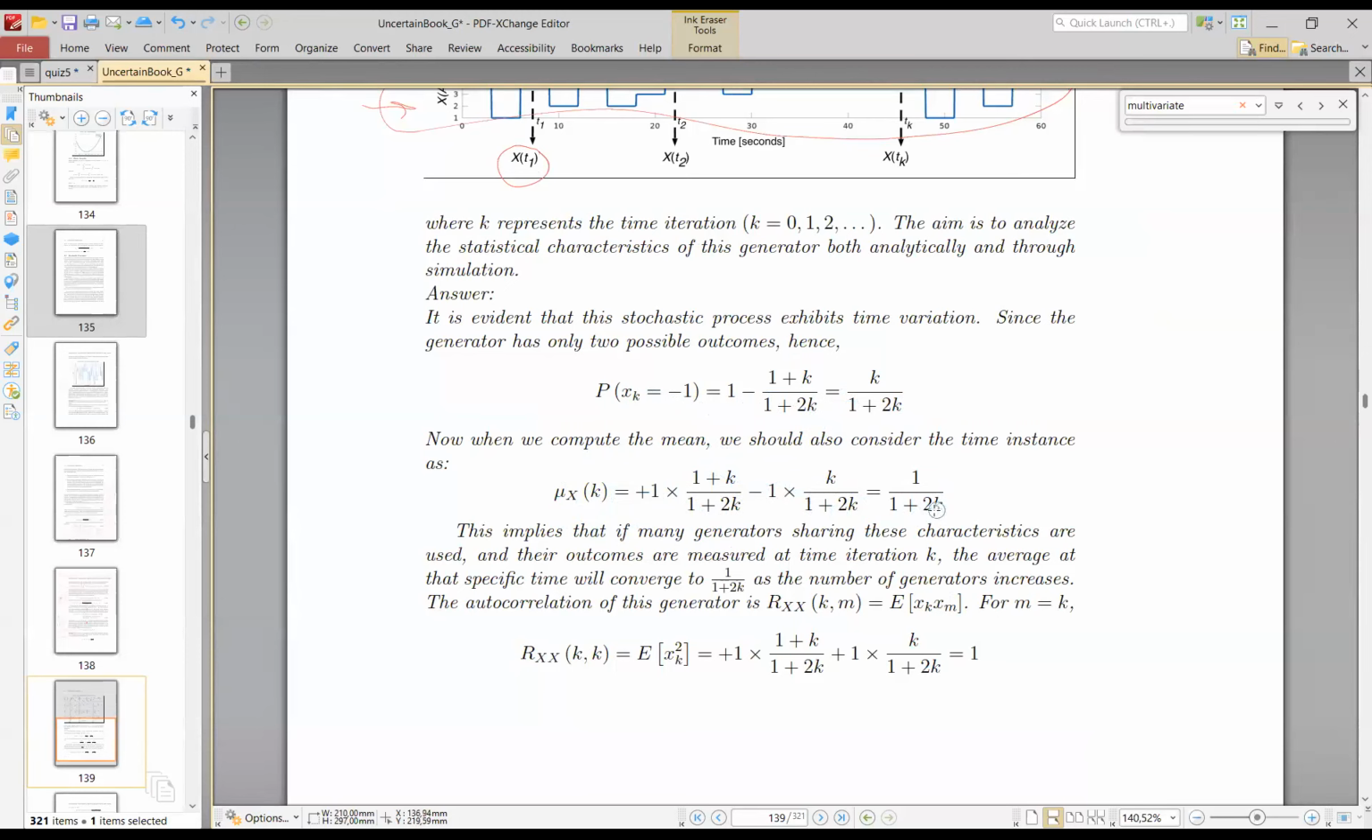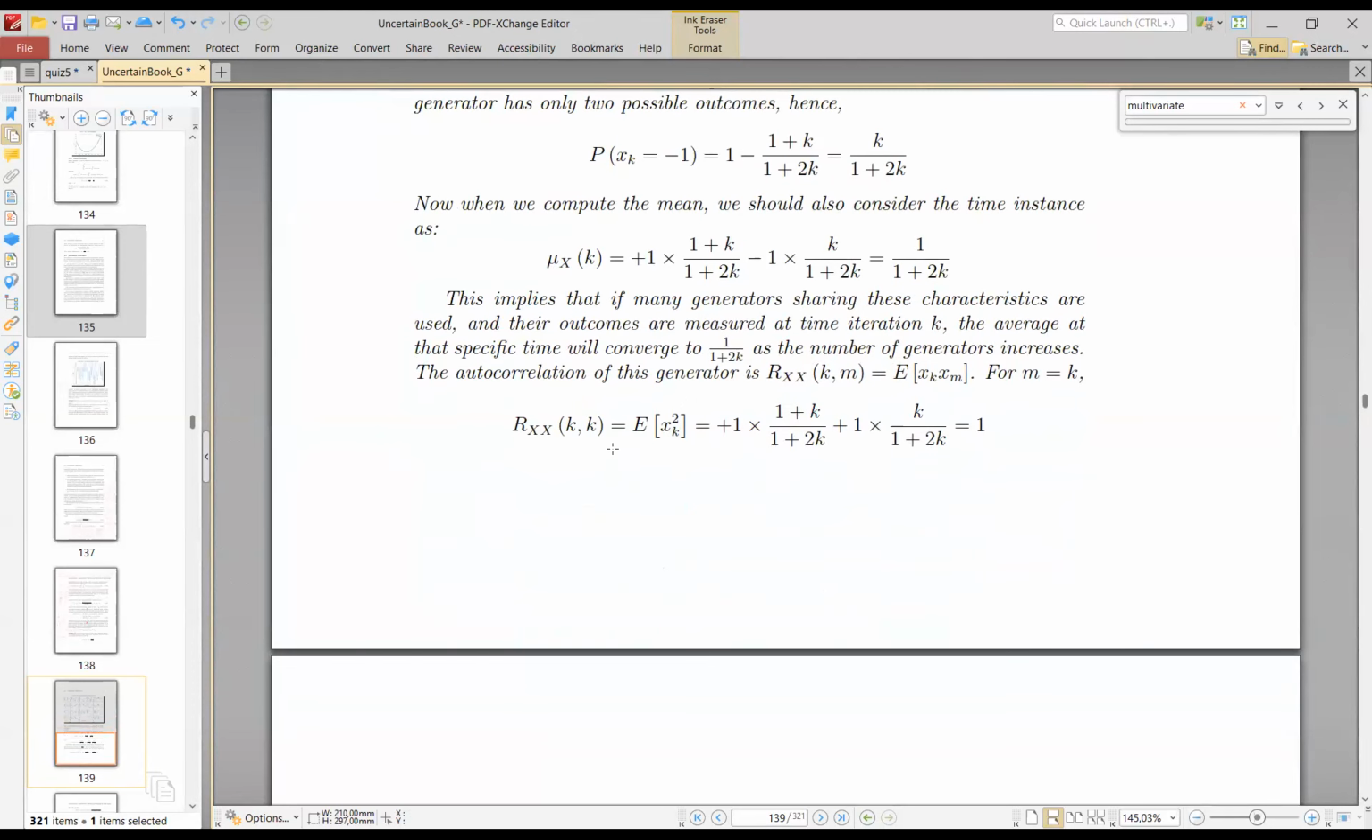For example, if iteration equals 0, then the mean equals 1. At iteration equal to 1, the mean will be 1 divided by 1 plus 2, equal to 3, so it is 1 over 3. At k equal to 2, that will be 1 divided by 2 times 2 equal to 4, 4 plus 1 equal to 5, so the mean will be 1 over 5 and so on. As you increase k, you can compute the mean at each time. So the mean is time dependent. And also you can calculate the autocorrelation of this process. The autocorrelation between k and k equals the expected value of xk squared.